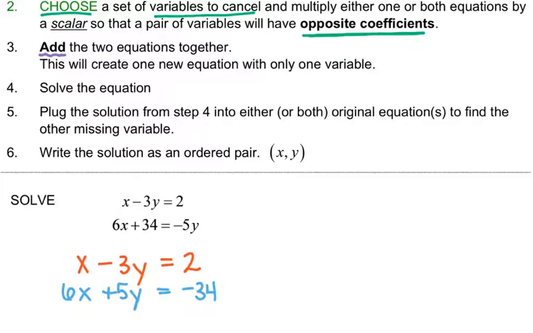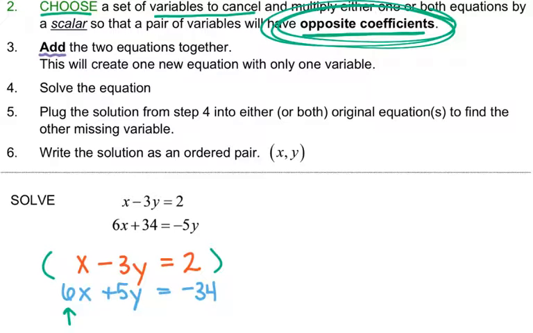So now we have to make a choice, and there are infinite correct choices. When you're working this problem, you want to choose the path of least resistance. So again, you'll notice here, I have a variable with a coefficient of 1. That's very easy for me to manipulate. Remember, I said I want opposite coefficients. So what number would be opposite positive 6? Negative 6. So if I multiply this by negative 6, I will have a negative 6 there.